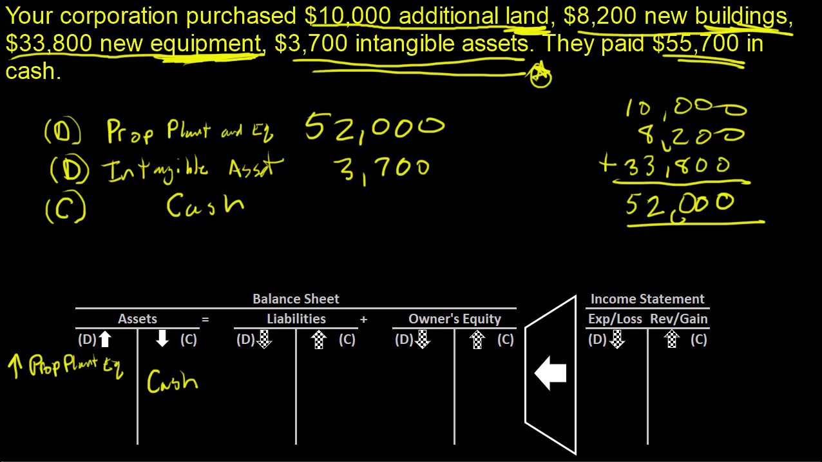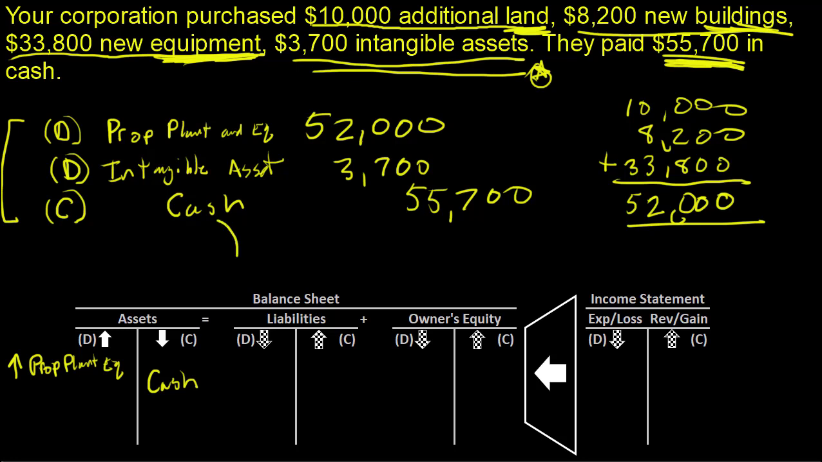And the total cash paid for this, we can see if it all lines up. The 52 plus the 3.7 equals 55.7, and it lines up with this amount, the 55,700. So the cash of 55,700 here, that's what the journal entry is. And so these are the journal entries required for this problem.